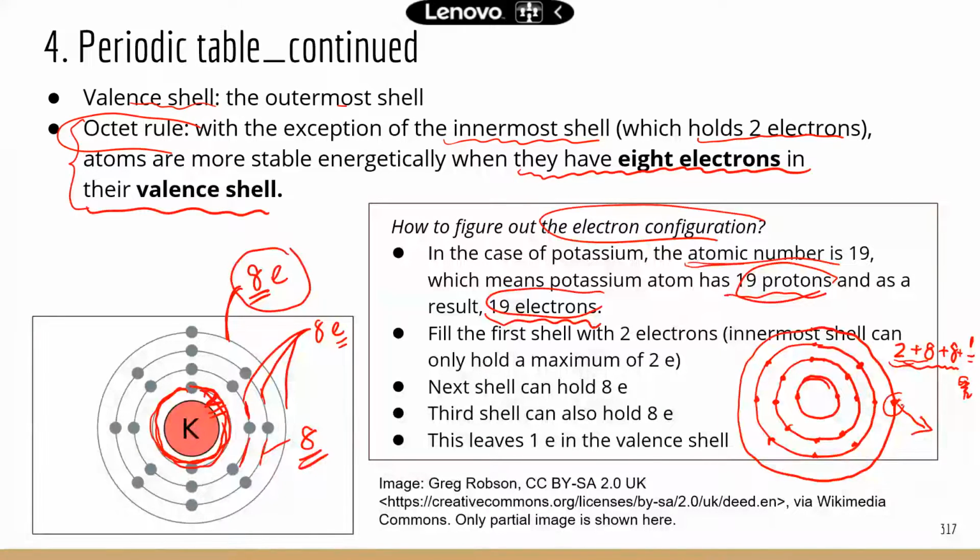Because when that electron is gone, then the next shell, let me use a different color, now becomes the valence shell, and there are 8 electrons in that shell. So this satisfies the octet rule, and the potassium atom, which is now a potassium ion, right, because it loses an electron, is stable. So potassium ion is pretty stable.